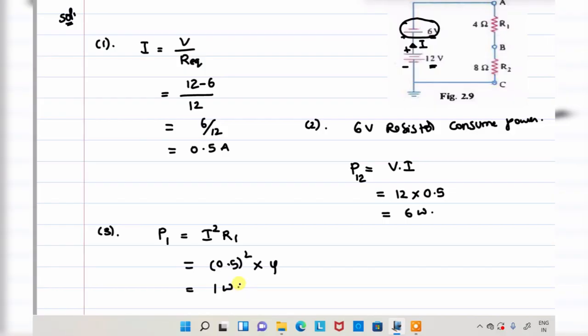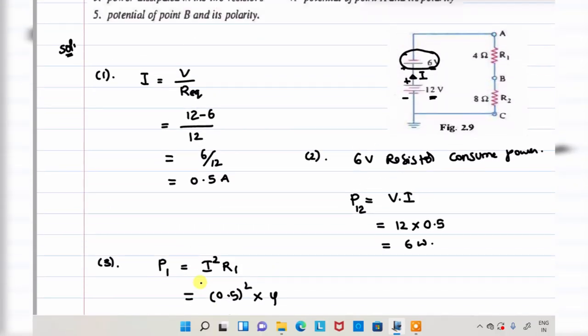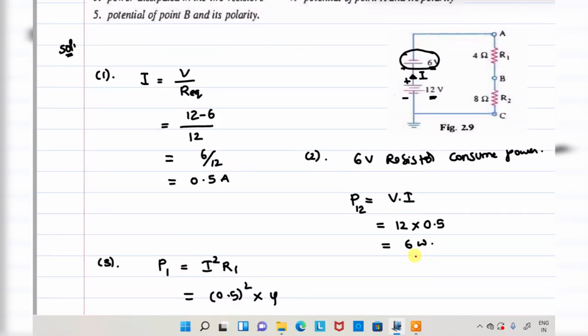Is it okay? Next, power dissipated in the second resistor, P2. P2 is equal to I squared R2, that is equal to 0.5 whole squared into 8, that is equal to 2 watt. So all of you carefully listen. My question here: what is the power supplied by the 12 volts battery?